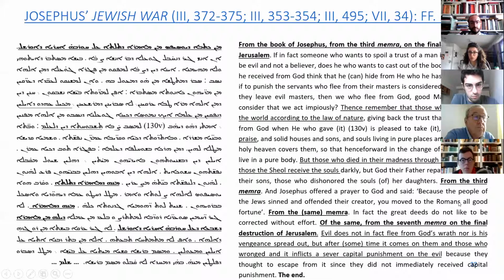So from the 3rd Mimra, and Josepho offered prayed to God and said, and so on. Why is this important? Because in Greek, this passage is quite a difficult one. There are different readings. So the Syriac translator seems to have been unable to properly understand it, whatever text he might have been looking at. So the Syriac translation is quite unique in its own. And the striking fact is that both Deir al-Surian and Sergius have the same translation.